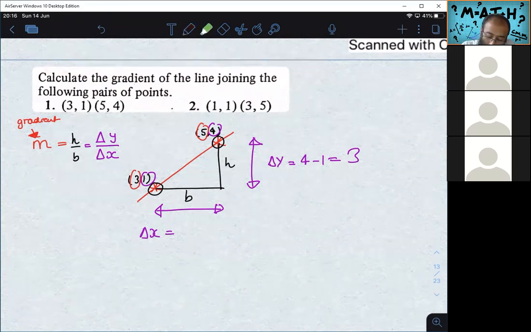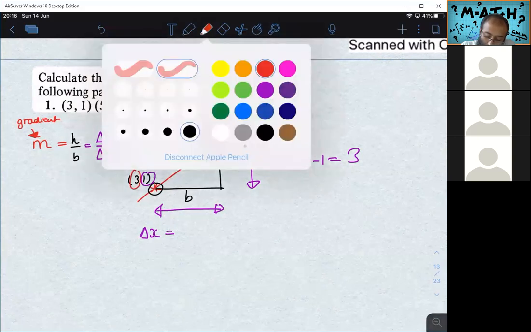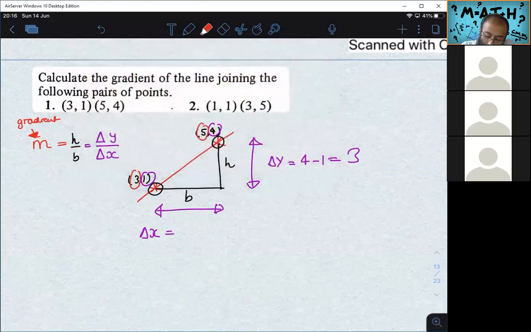Is it 3 add 1? It's not, is it? Okay, Layla, I'm talking about x values. You're doing x and y values at the same time. The x values, I've highlighted them for you in red. So how would you work out the base? 5 take away 3. That's better. Which is equal to? Oh, 2.